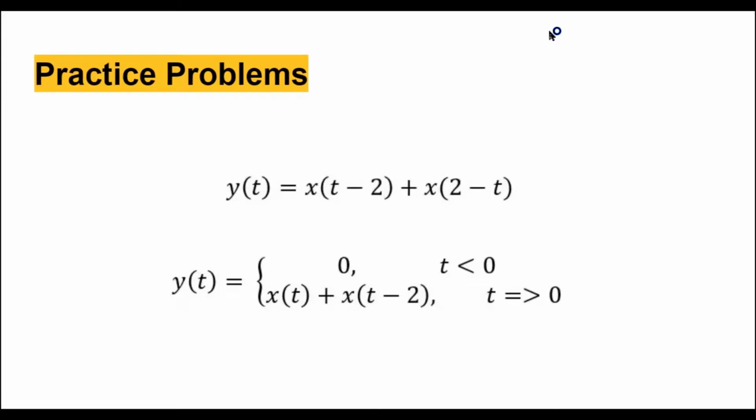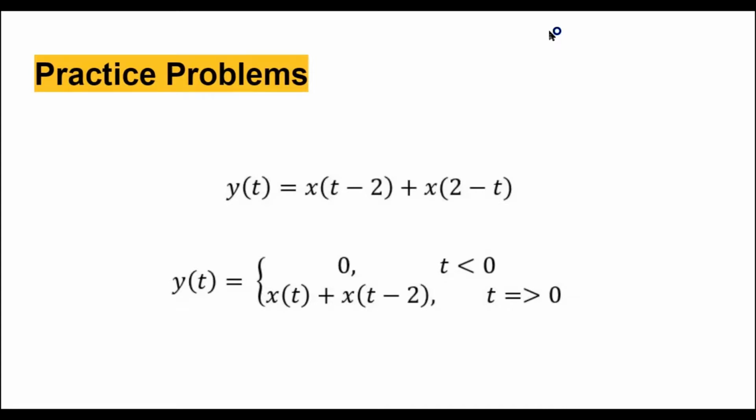And looking at this, we can conclude that this system is not memoryless. This system requires memory, because here we have an x of t minus 2, so that's a previous value, and an x of 2 minus t. That's a bit of a previous and a future value. So this system has to have memory. It's requiring values other than the present.